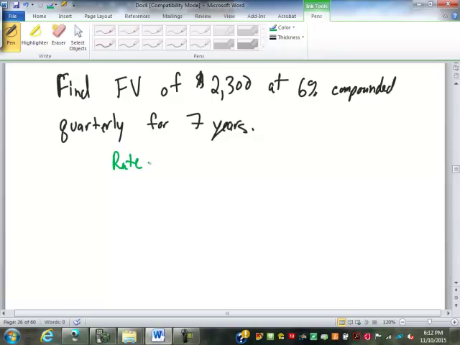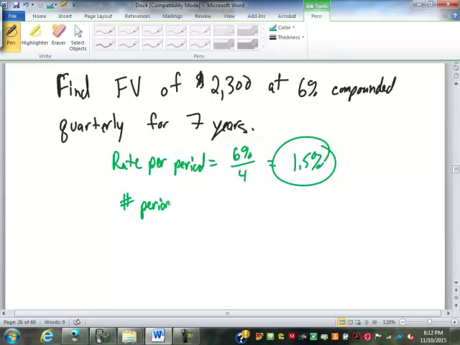So let's double check. What's our rate per period going to be? 6% divided by, quarterly would be 4. So 1.5% is our rate per period. So number of periods. 7 years times how many periods in a year? Well, still 4. So 28 periods.